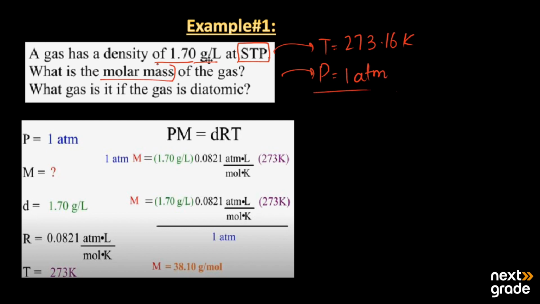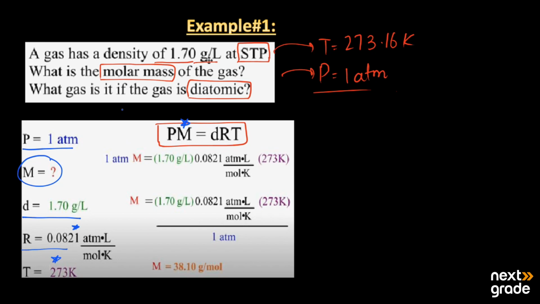So we have to calculate the molar mass of this gas, and the gas is diatomic. So first of all we have to identify which gas this is. For this calculation we will use the equation PM is equal to dRT. So PM is equal to dRT. Here we have to calculate this molar mass. So we have the pressure as 1 atm, the density is 1.70 that is given, and the general gas constant we will use is 0.0821 atm liter per mole per Kelvin, and the temperature we use is 273 Kelvin.